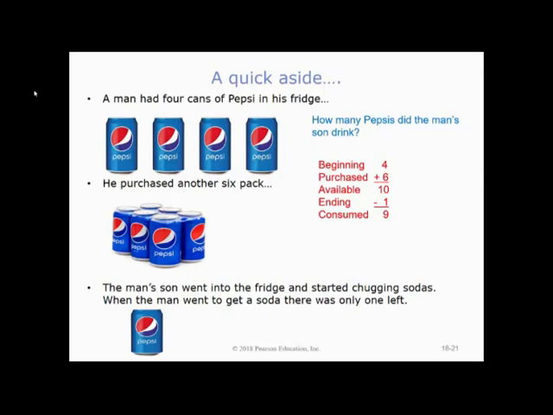And he purchased another 6. So at that point, there was 10 Pepsis available to be drank in his fridge. And if he went and looked in the fridge later to get himself a Pepsi, and there was only 1 left in there, well, by process, if there was 10 and there's only 1 left, his son must have drank 9.